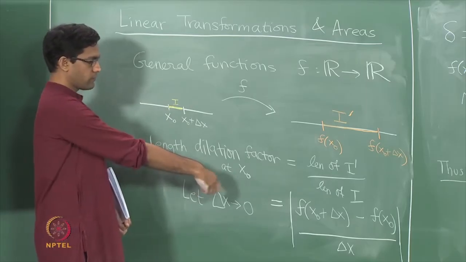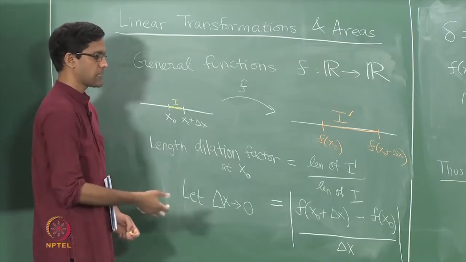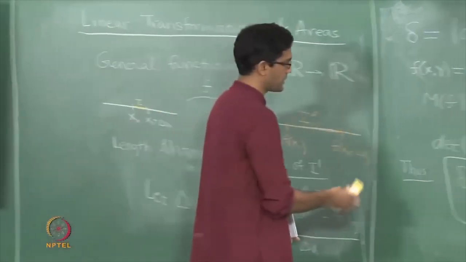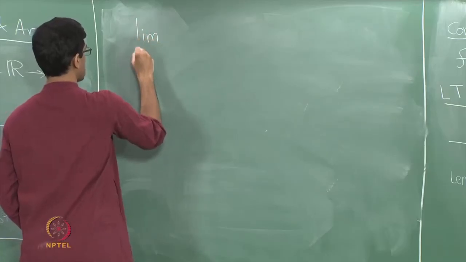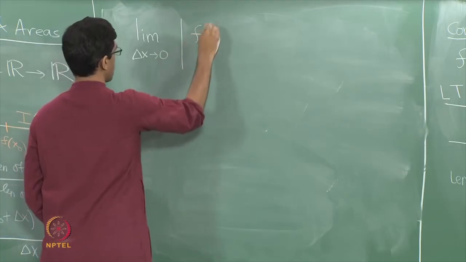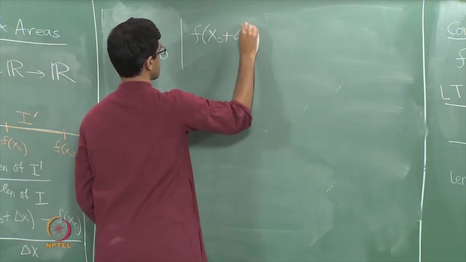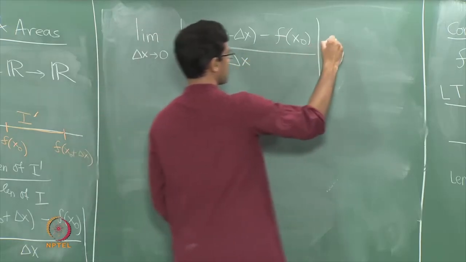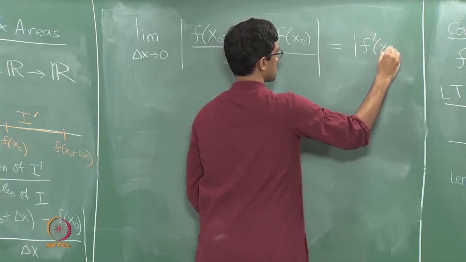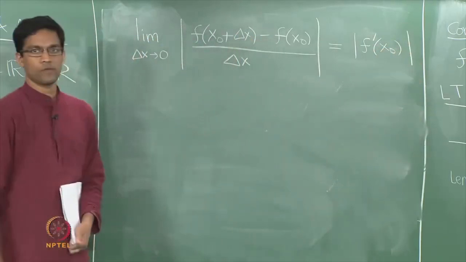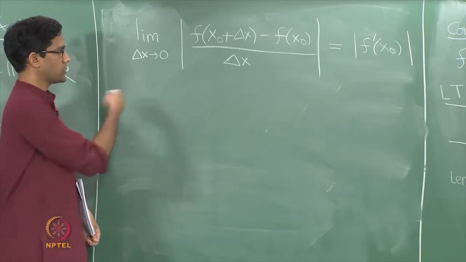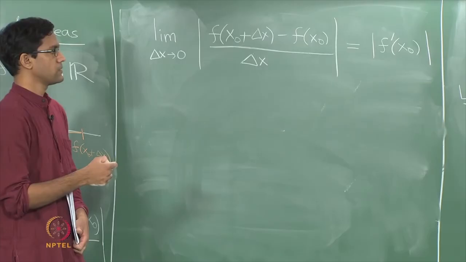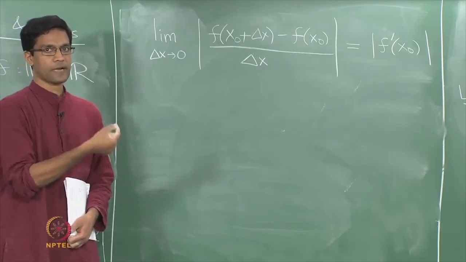And so we want to consider the limit of the right hand side as delta x goes to 0, and that limit should be familiar if you have seen this before. It's just the derivative. The limit as delta x goes to 0 of this quotient here is of course just the derivative. So assuming the derivative at x naught exists, that this limit exists, what you have is the absolute value of the derivative at that point. So what this analysis tells us is the following geometrical interpretation of the derivative. The absolute value of the derivative essentially tells you the dilation factor at that point.